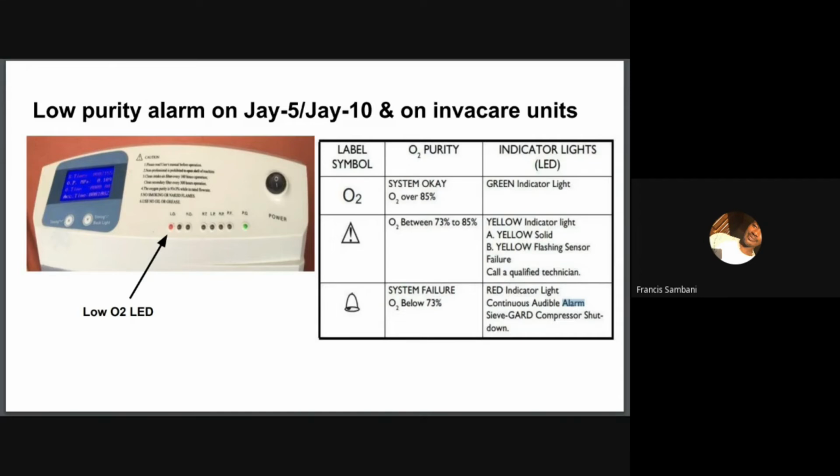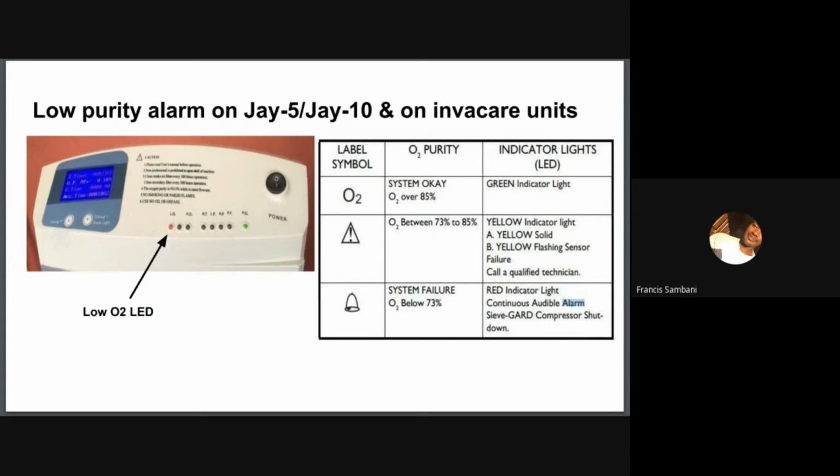And when the oxygen is above 85%, you have a blue lamp, which is labeled HO2. So that is when the purity is above 85%. So that's on the J5 and the J10.